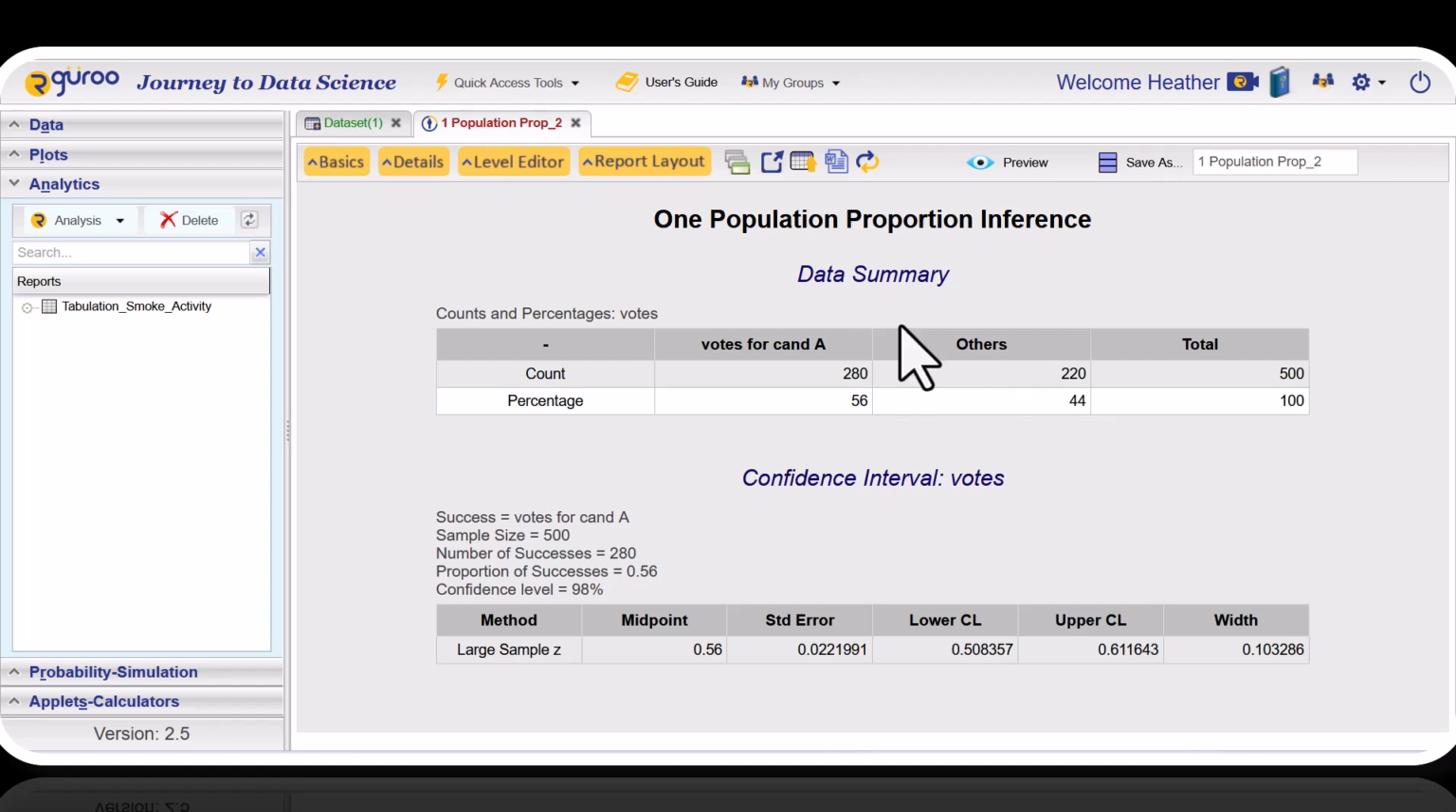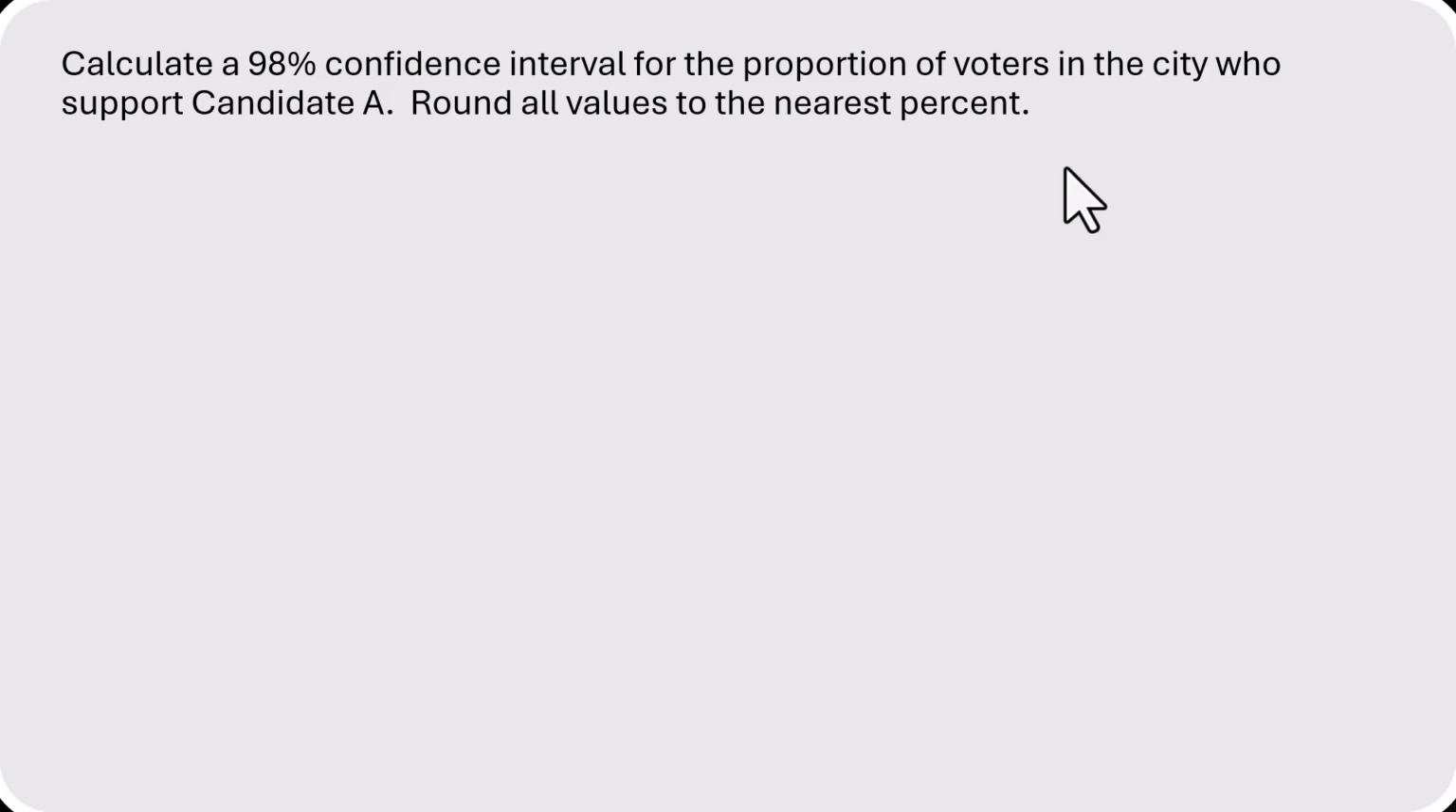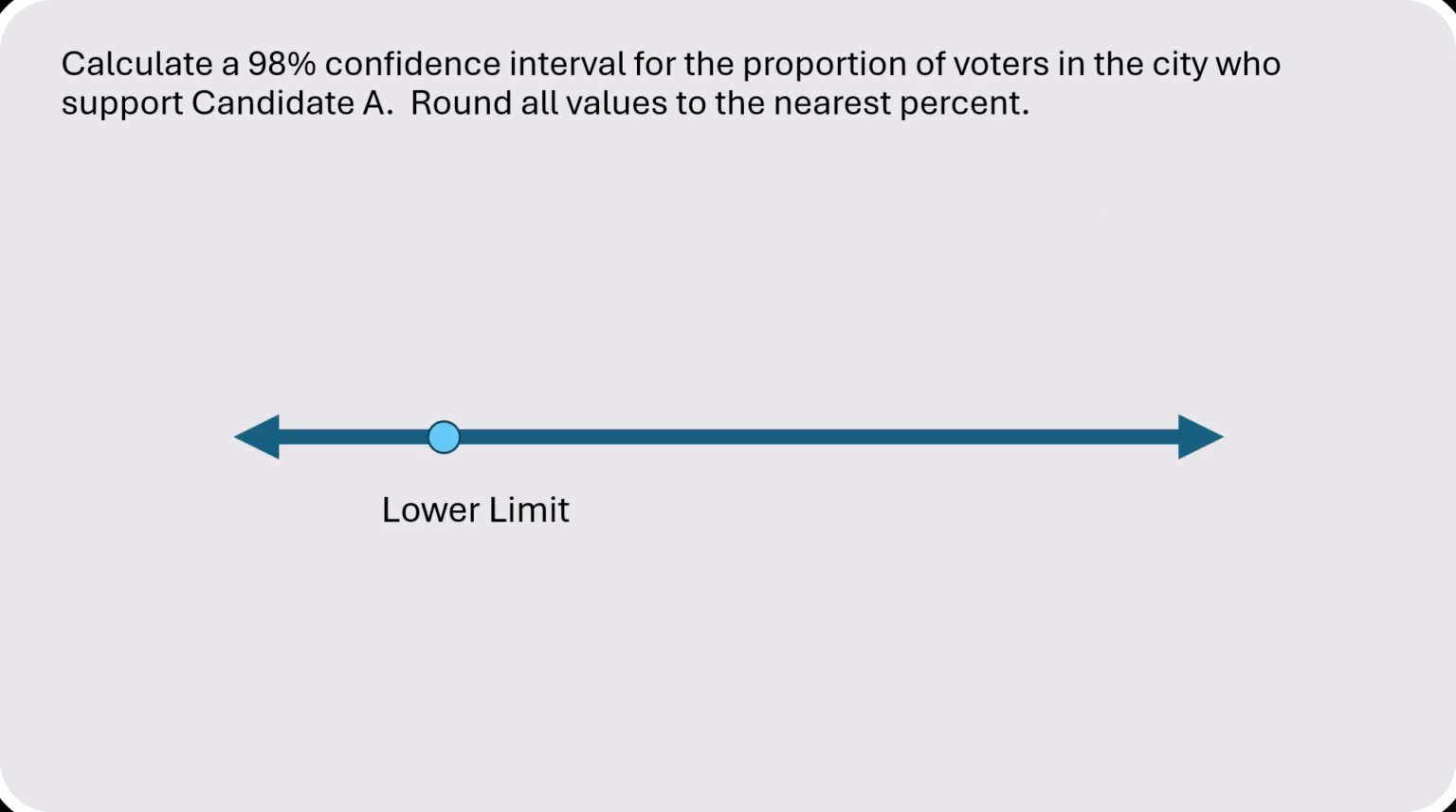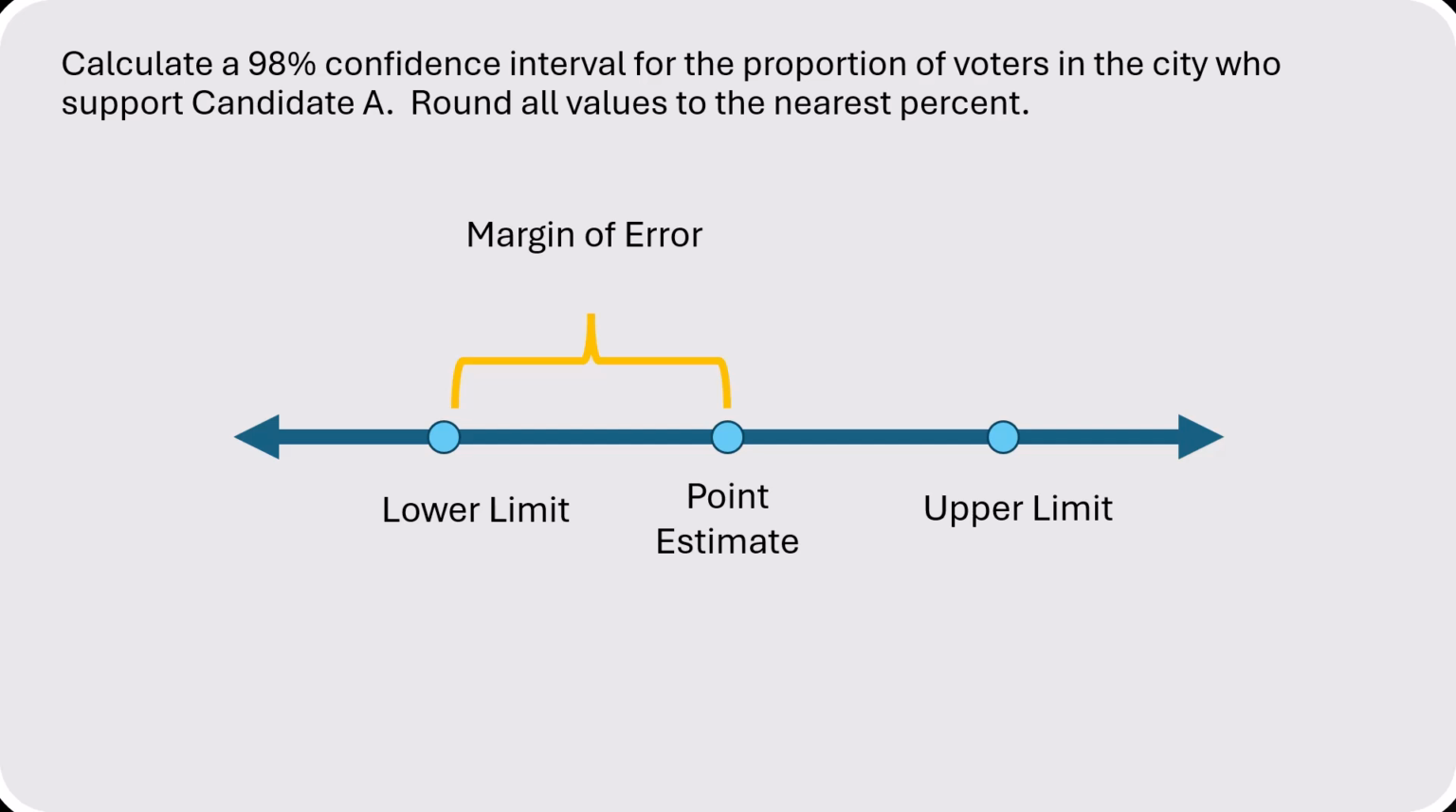Let's see if we can understand what RGuroo is telling us. With our confidence interval, we have a lower and upper limit. This is my lower limit, this is my upper limit. And it also gives me the width and the midpoint. Let's see if we can take our RGuroo output and convert it into an actual confidence interval. Remember, a confidence interval consists of several parts. You have your lower limit and your upper limit. Halfway in between those, you have a point estimate, and the distance from the lower limit to the point estimate is the margin of error, and it's also the distance from the point estimate to the upper limit.